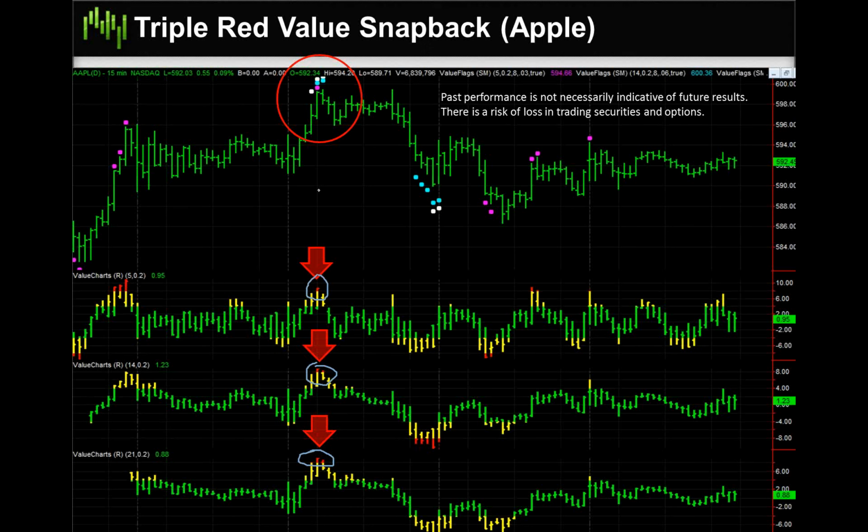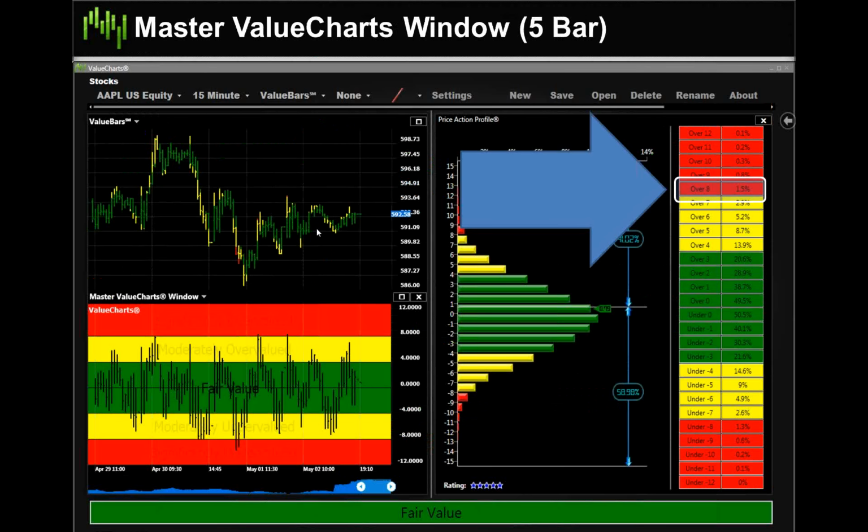So let's go back and see how this potential snapback that we can identify in real time using the value charts indicators actually affected the options price. Now, before I do that, let me show you something here that's meaningful. With Apple Computer on a 15-minute basis, we go back over to Bloomberg, we can see that prices only trade in the upper red area that's significantly overvalued less than 1.5% of the time. So that's nosebleed area up there. All right, now we have it not only for one look back period, but for three.